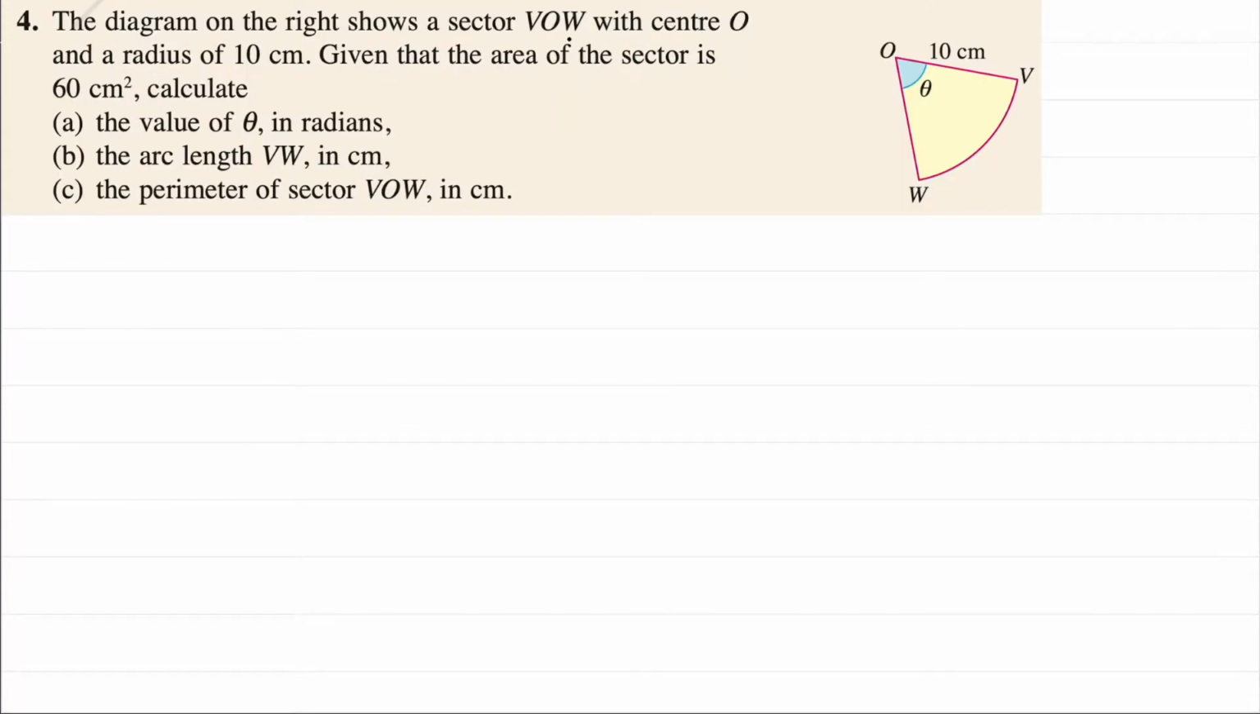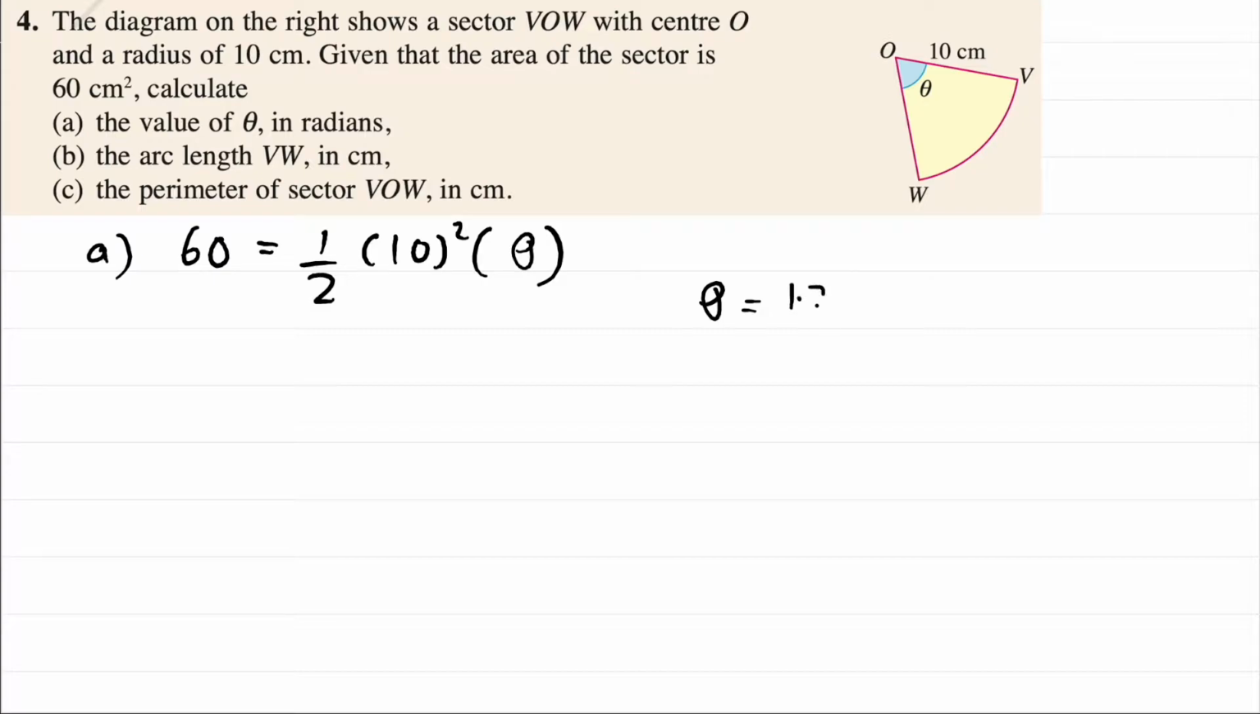Number 4, contoh lain. The diagram, this one shows sector, radius 10. Now the question give you already the value of area. The area of sector is 60 centimeter square. Find the theta. So for number A, just put the 60 into the formula. So 60 equals to 1 over 2. We have the radius already, like this, and then we have theta here. So we want to find the theta here. So kamu susun, kamu akan dapat theta is equals to 1.2 radian.